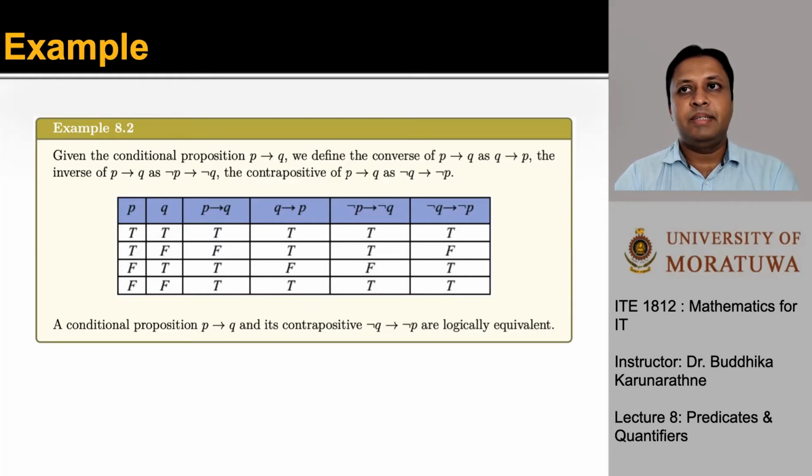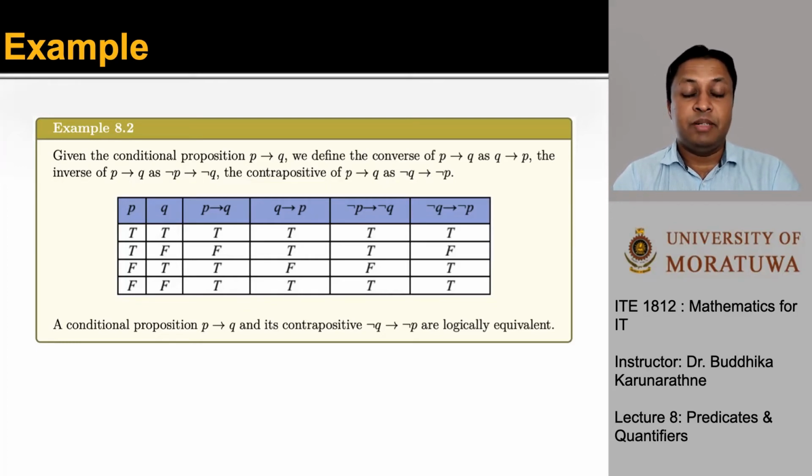So for all the combinations of truth values for P and Q, we examine P implies Q, Q implies P, negation of P implies negation of Q, and negation of Q implies negation of P. So we see from the truth values and the truth table that the conditional proposition P implies Q and its contrapositive, which is negation of Q implies negation of P, are logically equivalent.